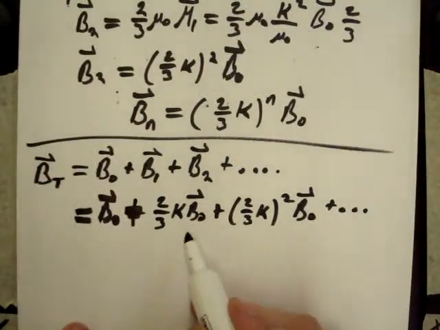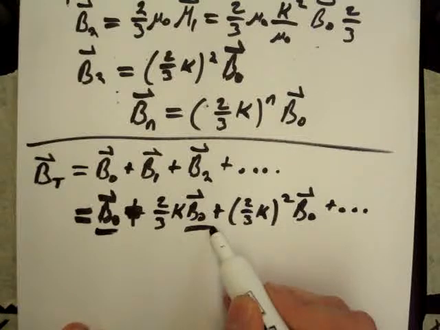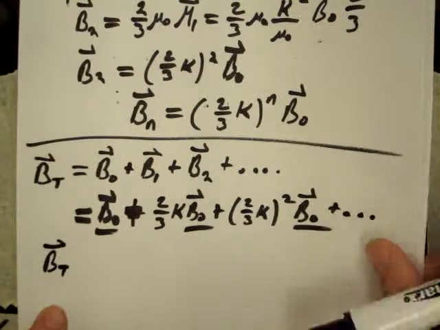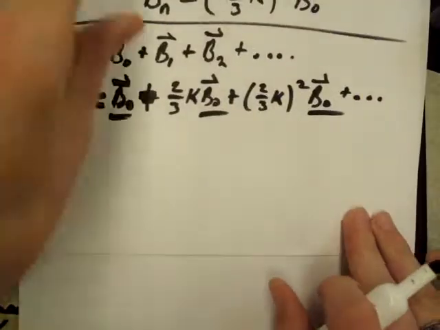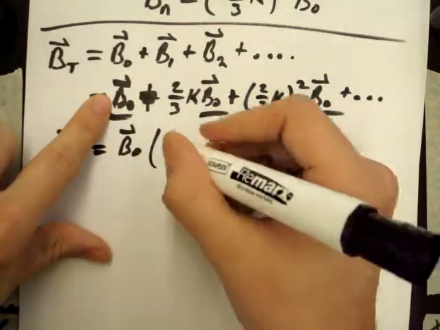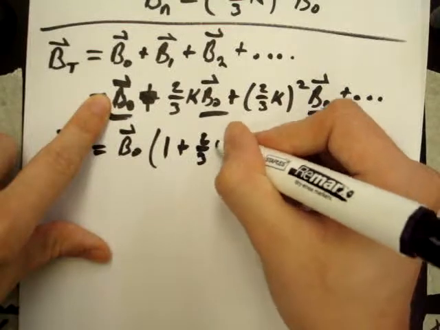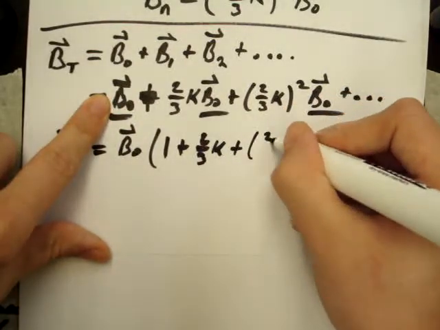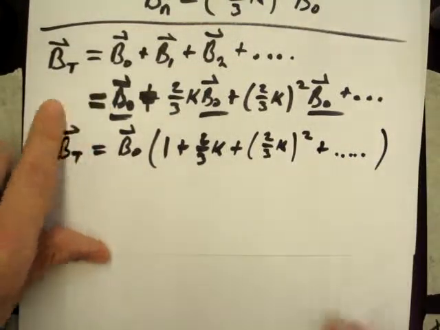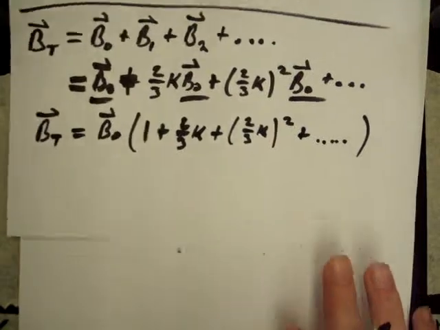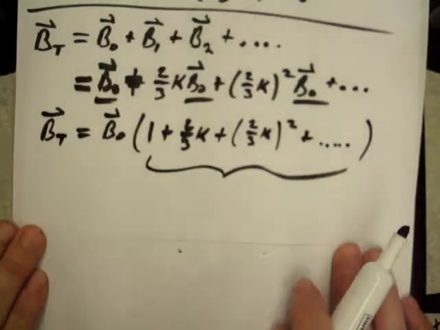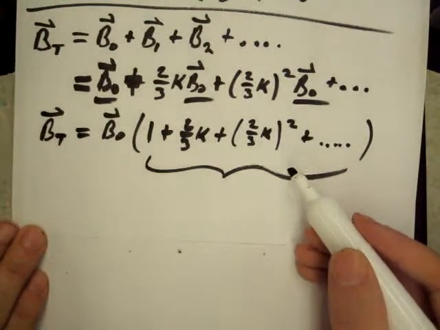You can quickly see that each of the terms is going to have a factor B naught, so we can factor it out. We're going to be left with a 1, 2/3 K plus 2/3 K squared plus on and on and on. Well, this right here is what I was hoping for, because here we have built a geometric series with infinite terms.